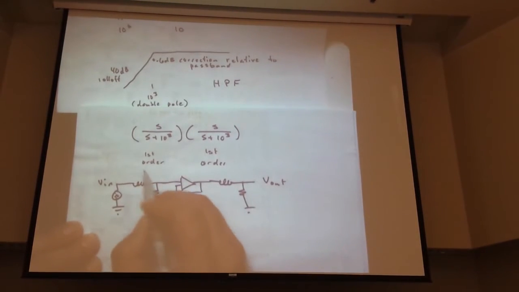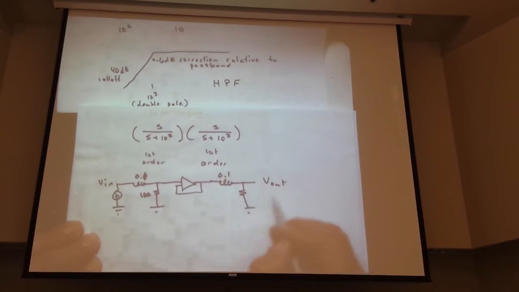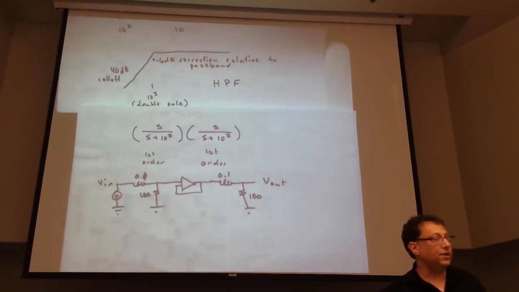I don't know, we can pick some numbers here. 0.01, 0.1, it gives us reasonable resistance, 0.1. So very quickly we did this as 2 first order stages.